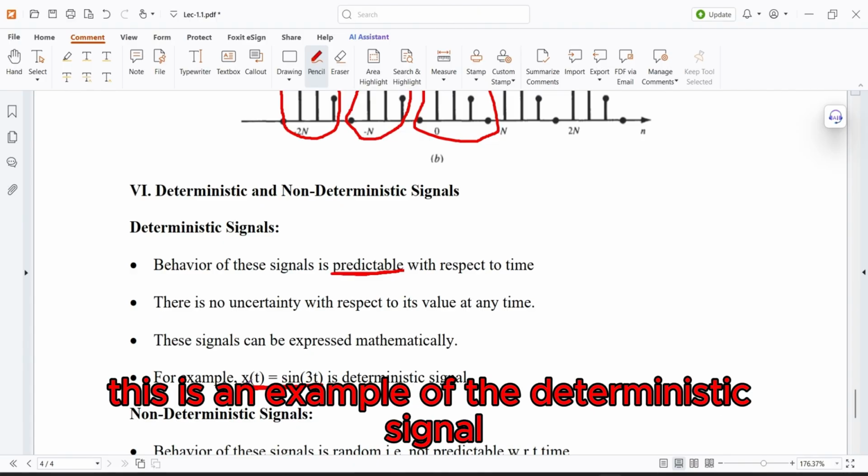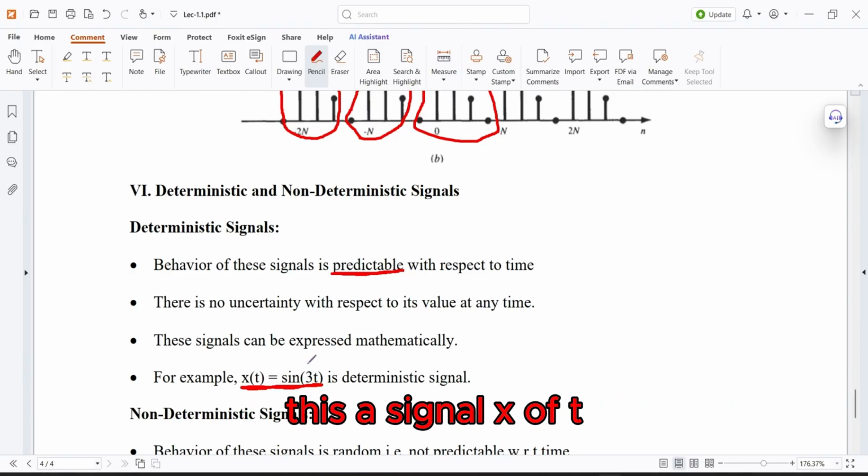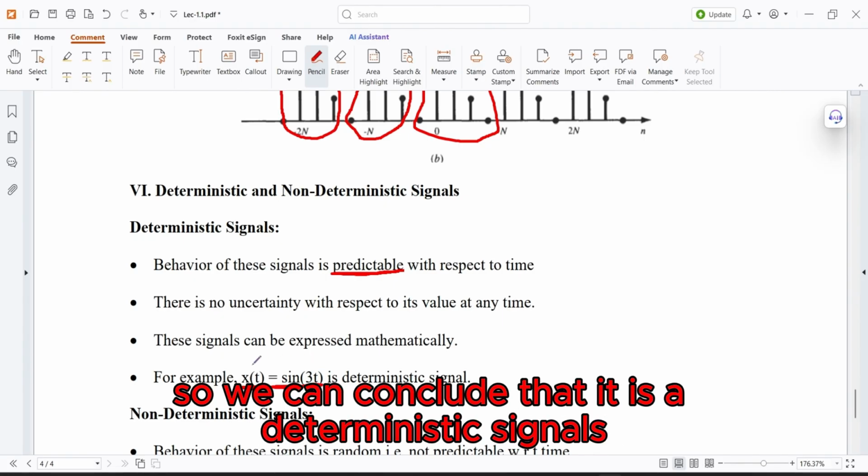This is an example of a deterministic signal. For example, x(t) equals sine of 3t. This signal x(t) can be represented by using a mathematical expression. So we can conclude that it is a deterministic signal.